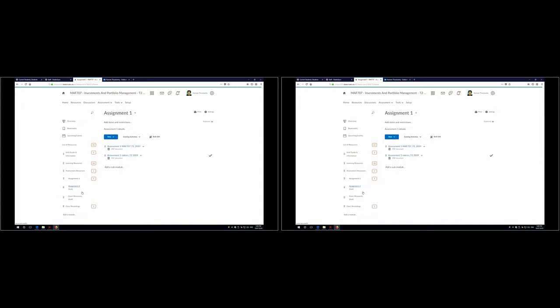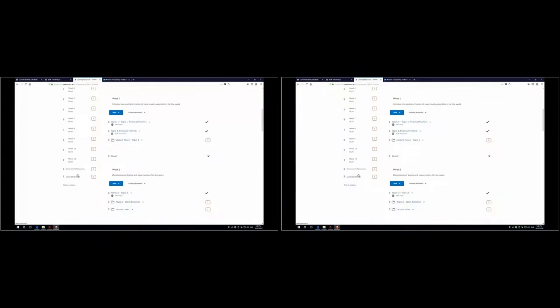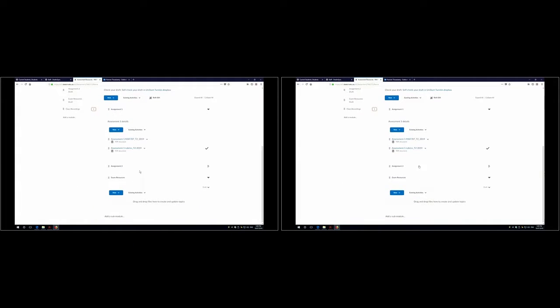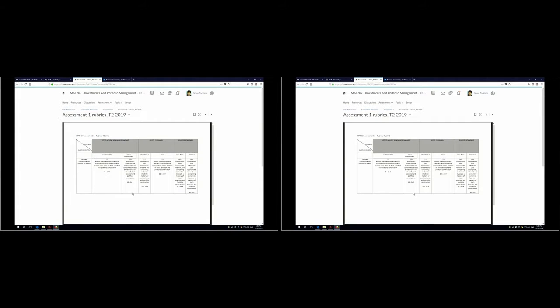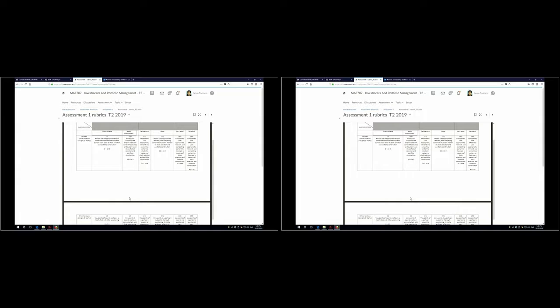By the way, I have also uploaded the rubrics under the Learning Resources folder, under the Assessment Resources. It is a guide that tells you what needs to be done to get your 10 marks. So you can use this as a guide to write your reflection report.